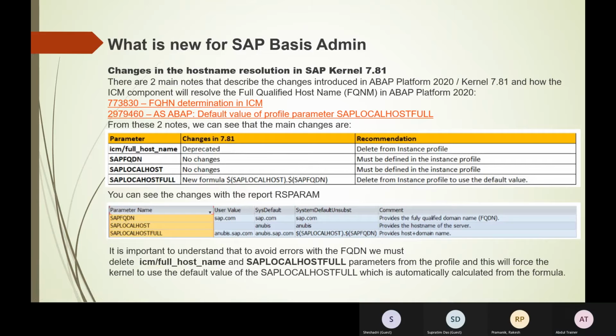SAP FQDN no changes, SAP localhost no changes, but these two parameters you have to define in the instance profile, not in the default. You might see that these two are set in the default profiles in the ECC, but you can set this in the instance profile.